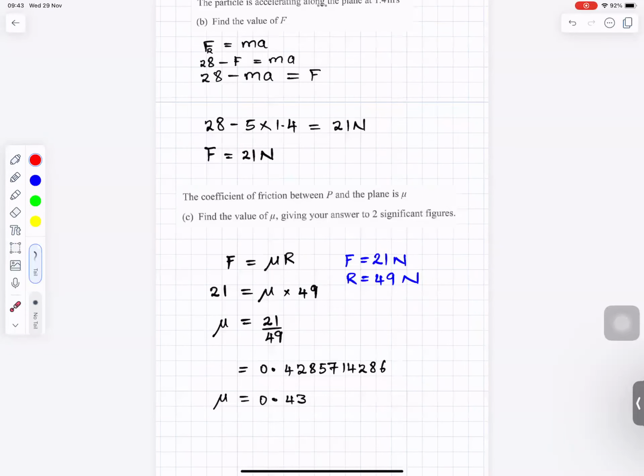The coefficient of friction between P and the plane is mu. Find the value of mu, giving your answer to two significant figures. F is equal to mu R. We know F is 21, R is 49. So rearrange it, mu is equal to F divided by R. So mu is 0.43.